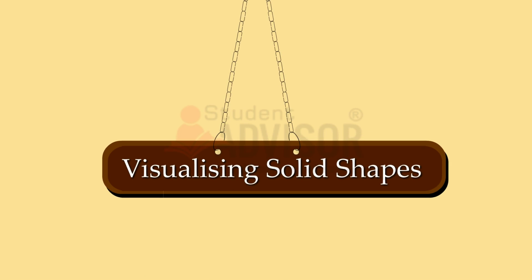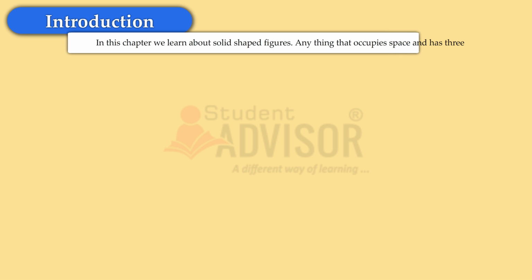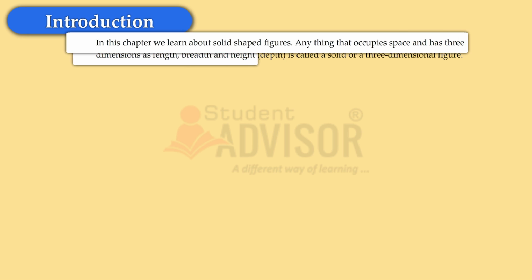Visualizing solid shapes. Introduction. In this chapter we learn about solid-shaped figures. Anything that occupies space and has three dimensions as length, breadth and height or depth is called a solid or a three-dimensional figure.